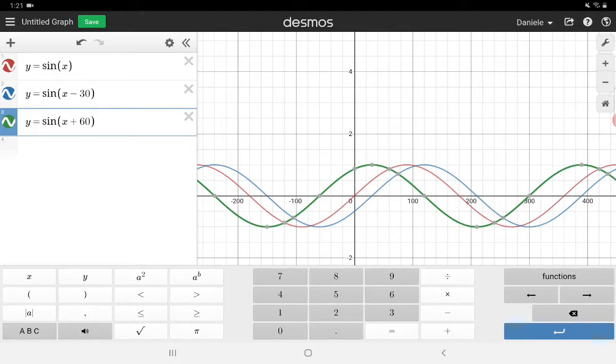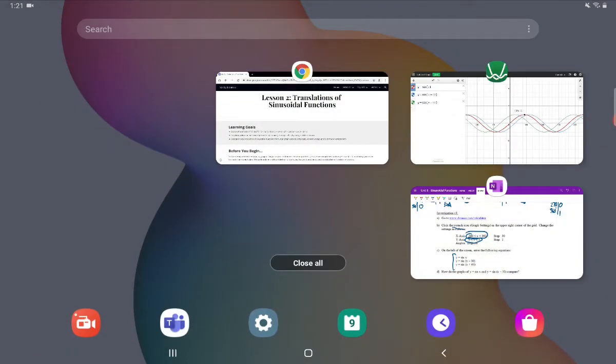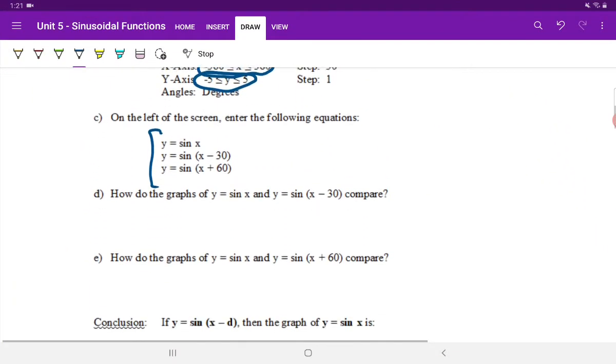Okay, so here we have our three graphs. We've got the red, the blue, and the green. What I'm going to do is choose a maximum point on my y equals sine x curve, and just outline where that maximum point is, because now we're going to observe the effect that this x minus 30, x plus 60 had on our graph. Okay, and let's take it step by step. Let's go to the instructions.